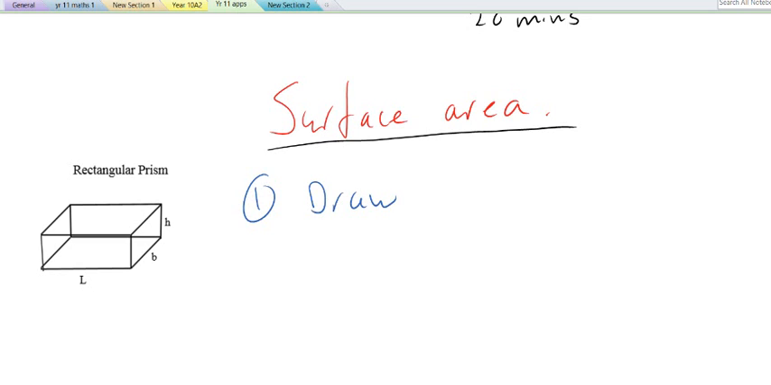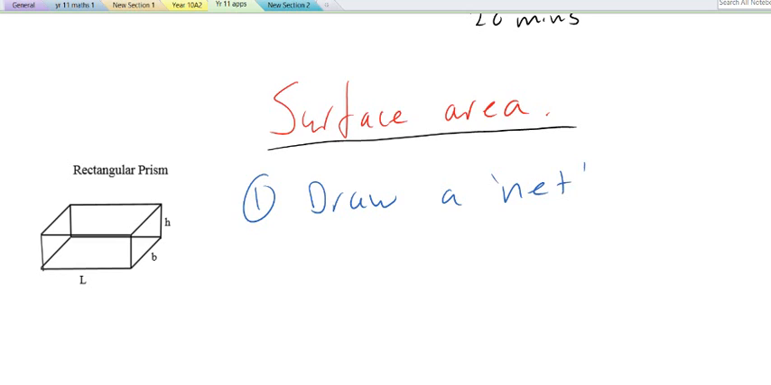nets are confusing. It's like the layout. Cut it up. Remember in primary school how you used to cut out things from a sheet of paper and then fold it up to make a box? What you cut out from the sheet of paper was called a net. Just step one, draw a net.